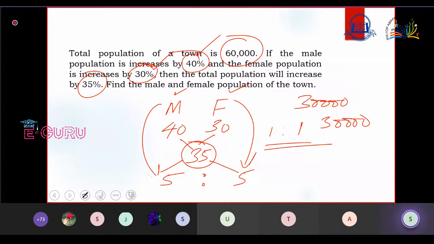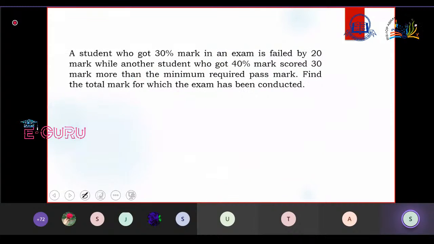So the male-female ratio is 5:5. Just cancel that, you will get 1:1. That means male and female are equal in number. So total 60,000, if we divide equally, 30,000 male and 30,000 female will be there. Okay, so we are moving to the next question. Another type.